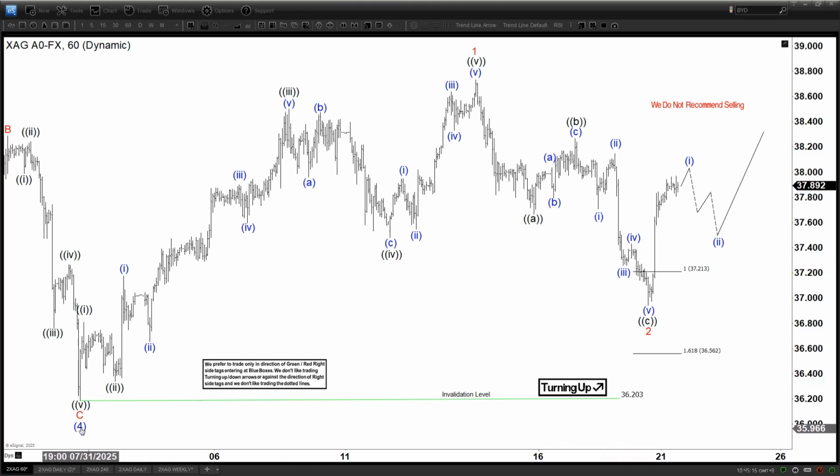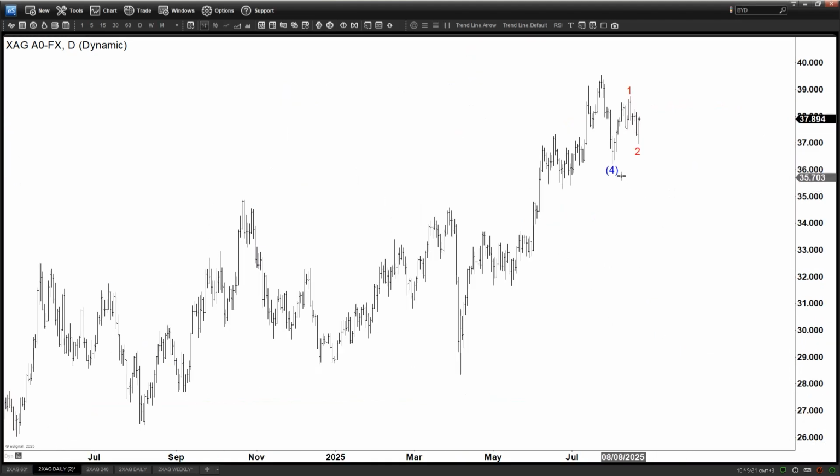We're going to be focusing on the 4 in blue here and the 1 and 2 in red. Here is the daily time frame. This is 4 in blue. This is 1, 2. So we are within with 5 higher, and so this is 4 in blue. That means this is 3 in blue.